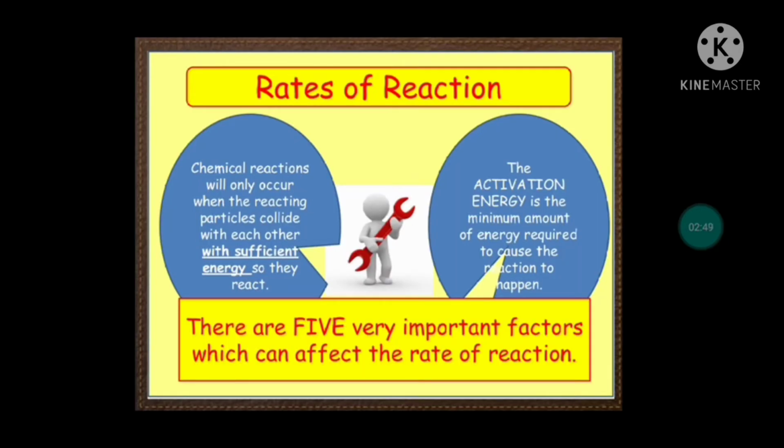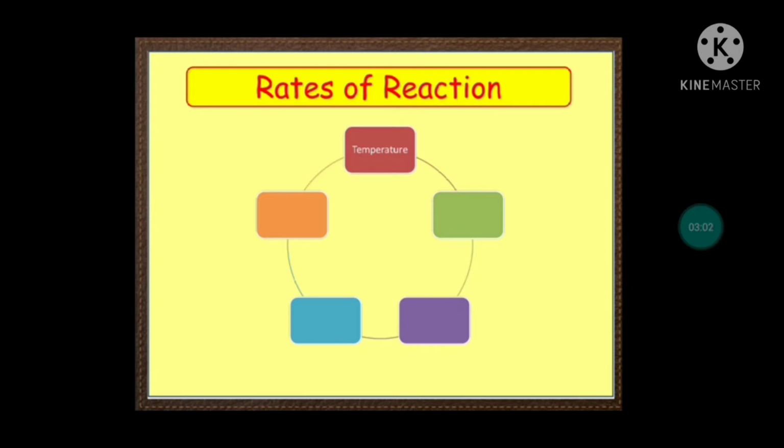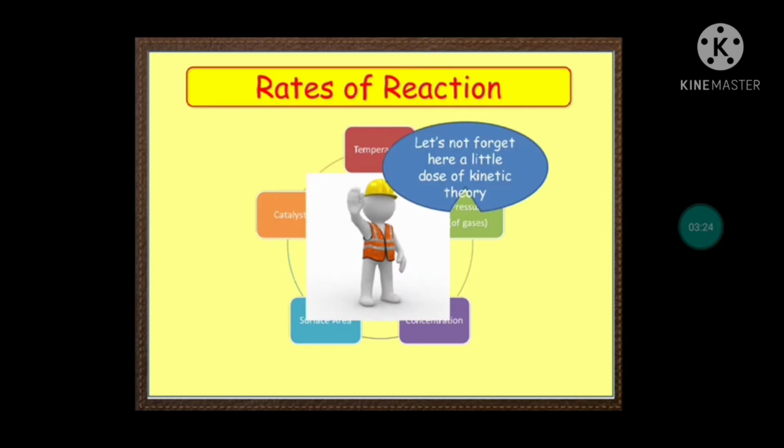Now the next topic is: what are the different factors that affect the rate of reaction? Let us see one by one the factors which affect the rate of reaction. The first one is temperature, and pressure in the case of gases. Next we have concentration. Moving on, surface area, and the last one is catalyst. So these are the total five factors that are either increasing or decreasing the rate of reaction. Let us discuss them one by one.